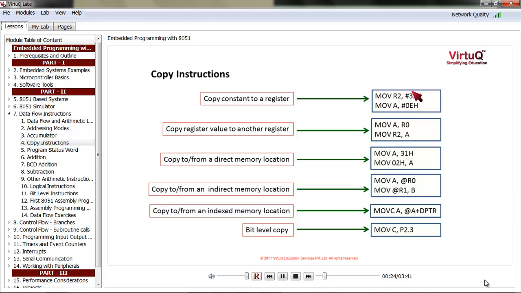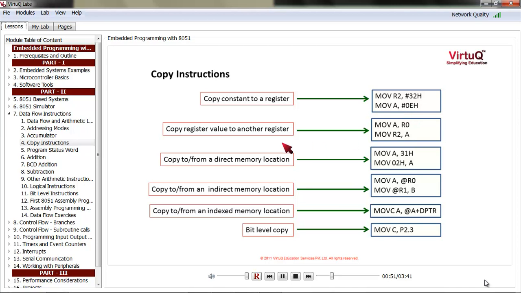So here we show two examples where in the first example an immediate value 32H is being copied to register R2. In the second example, an immediate value 0EH is being copied to accumulator. So the first operand of this instruction will be a register, and the second one will be the immediate value.